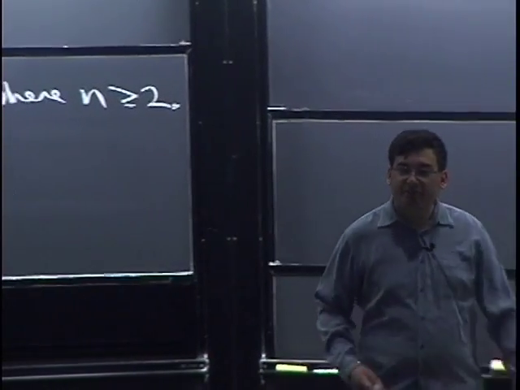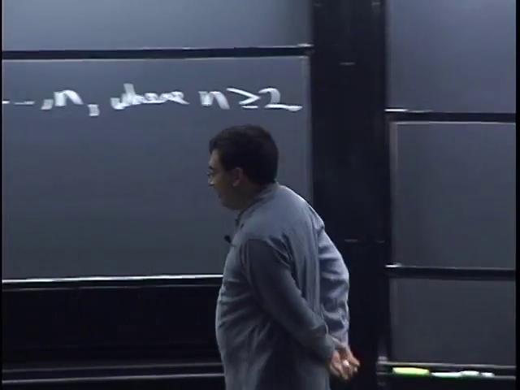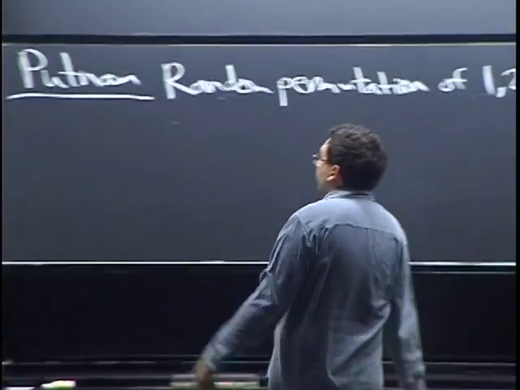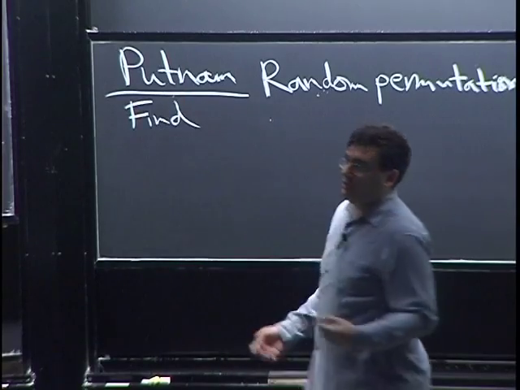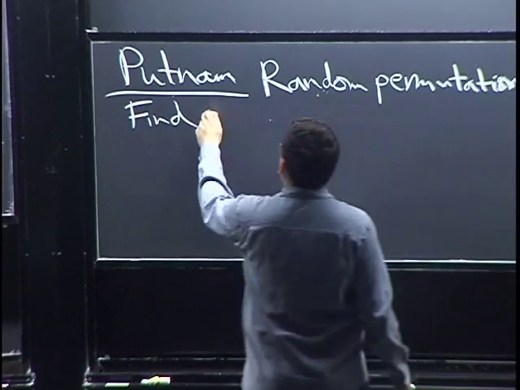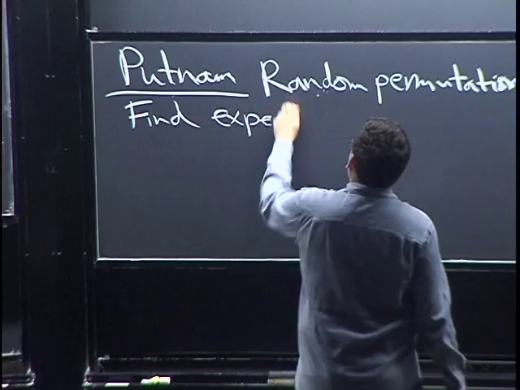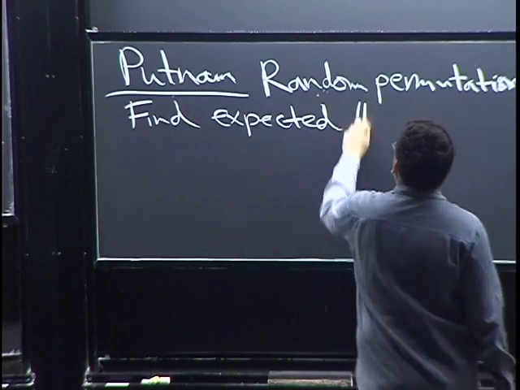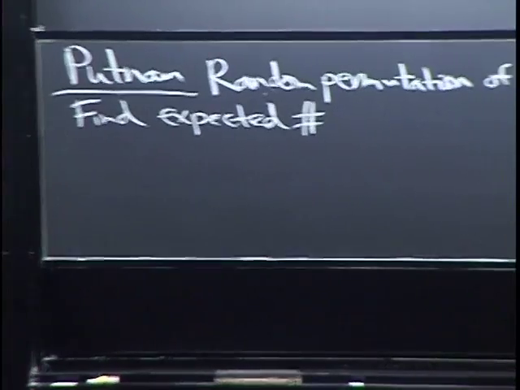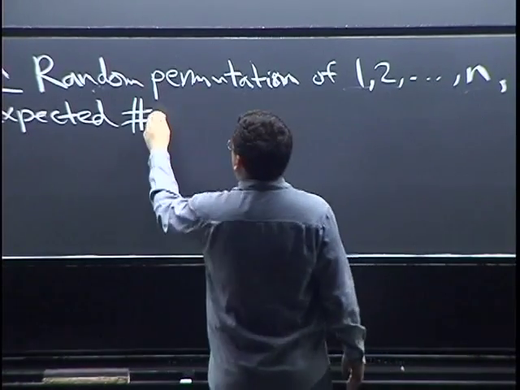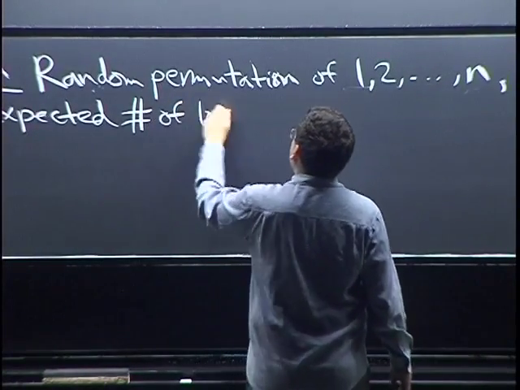Now I have to tell you what the question is. The question is, find the average or expected number of local maxima. So I have to tell you what a local maximum is. This was all defined in the problem, and this is exactly what the problem was. I'm just phrasing it in my own words. Find the expected number of local maxima.